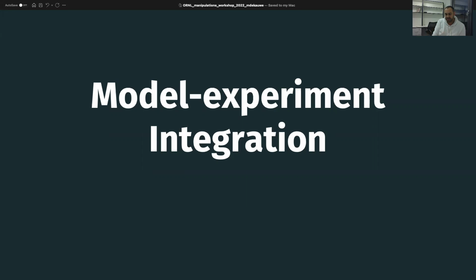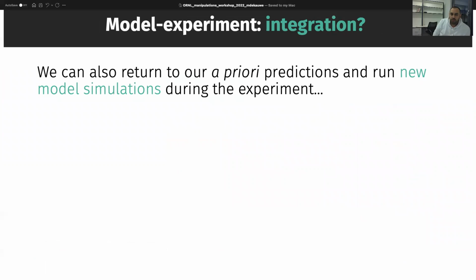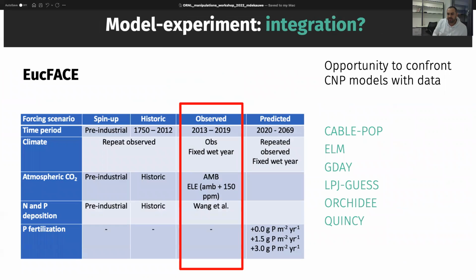So ultimately what we want is this integration. One way to do this integration is to run the models again, because we ran them before the experiment. This is Minkai's new work. They've got a group of phosphorus-enabled models, and now they're applying the models back to the experiment. So this is integration in the sense that they made predictions beforehand and are now revisiting some of these predictions.